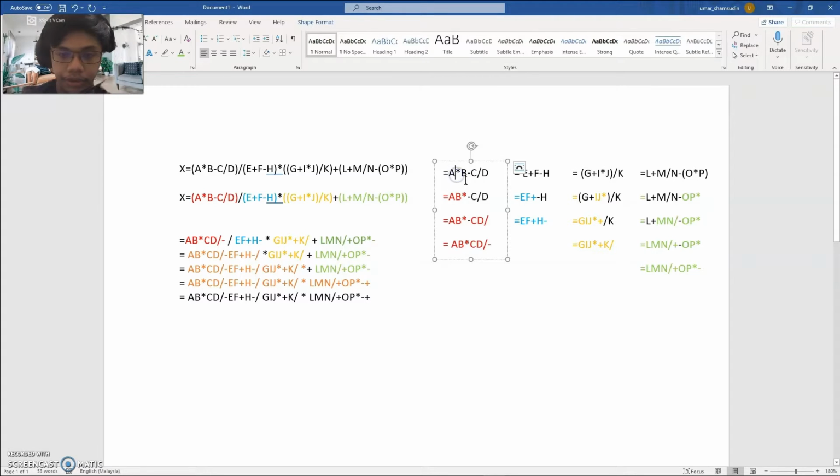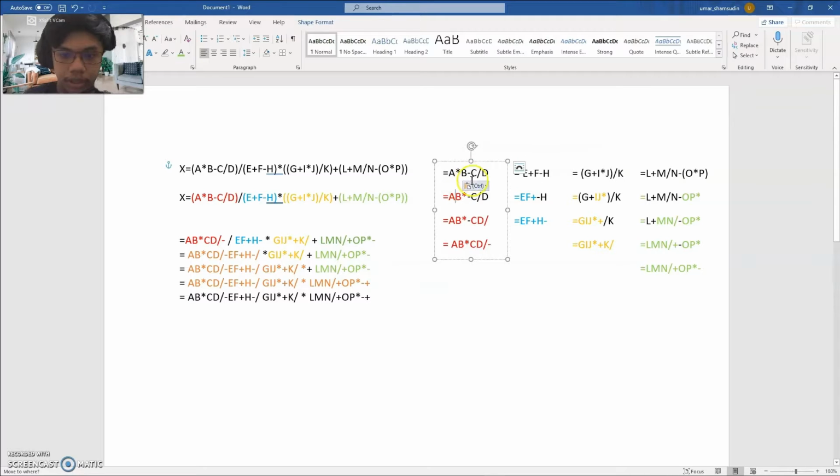For the A multiply B, I'm doing this first because of BODMAS. So in this expression, I'm going to do the multiplication first. Here it is in the form of operand, operator, operand. So the operator needs to go to the back of the operands. It will become like this: AB multiplication. So this is the postfix for A multiplied by B.